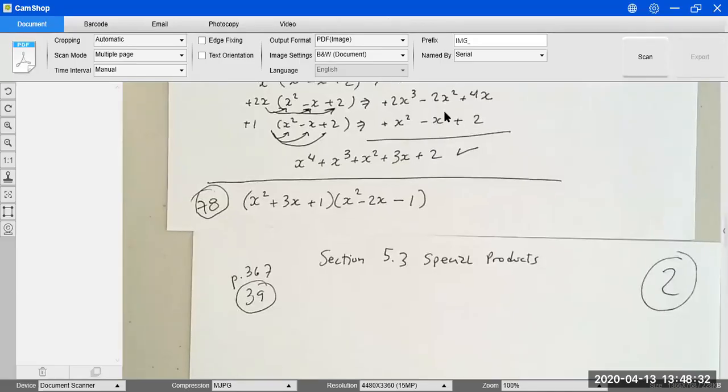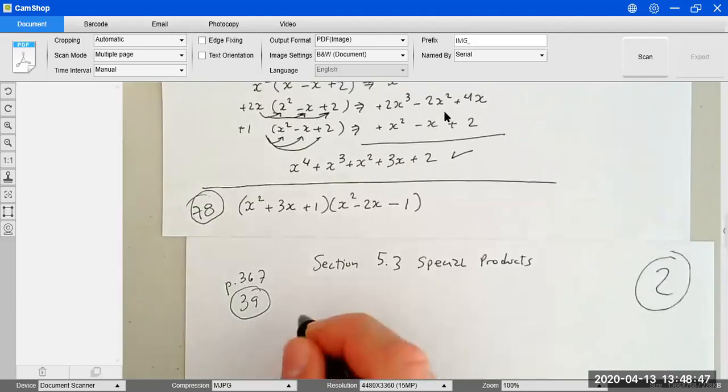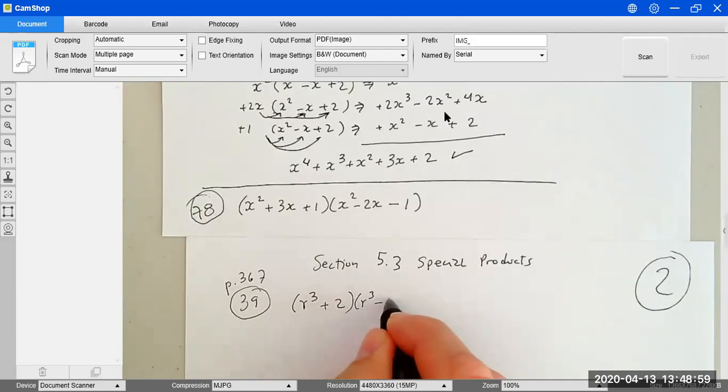So now from section 5.3 about special products, I'm going to solve one problem, you're going to solve another one, and in that way we're going to almost finish chapter 5. So the problem that I'm going to solve is just a product of two conjugates. So you have r cubed plus 2 that multiplies r cubed minus 2.